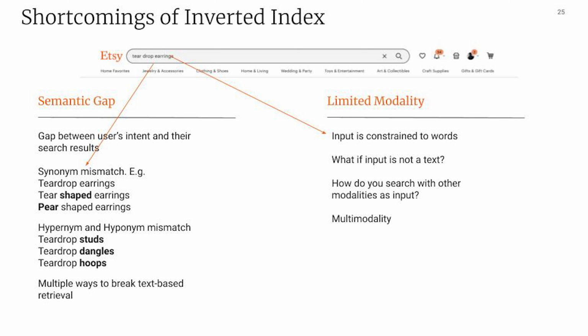So there's a semantic gap problem with the inverted index, and there are multiple ways in which it can break. But there's also limited modality. The inverted index is really great for text retrieval, but our retrieval is moving beyond it. Like, we want to retrieve based on images. How does image search work?